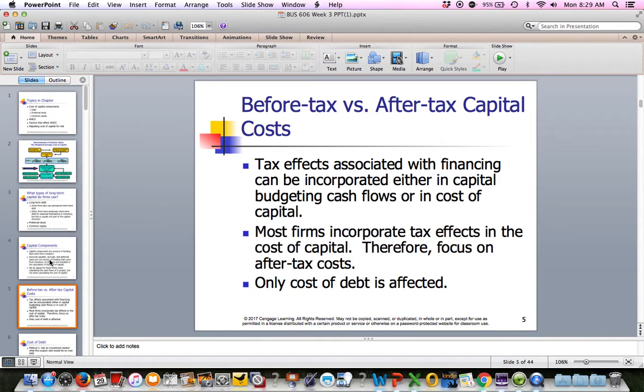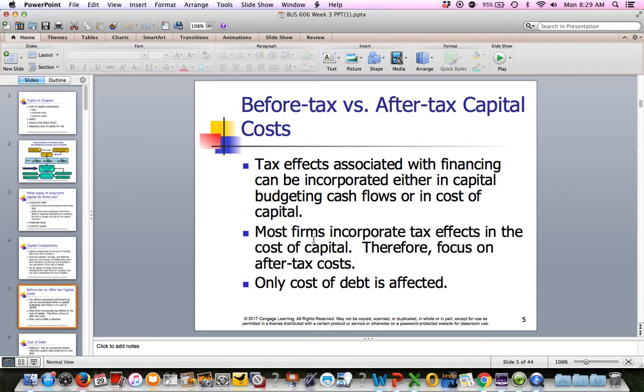Now, this is a big one, before versus after tax capital cost. So in finance, we're very concerned with cash flow. And cash flow is free cash flow after everything's paid for, after all expenses, after all taxes are paid. So we look at everything after tax, okay, after tax. That's the free cash flow, or that's the cost of something.